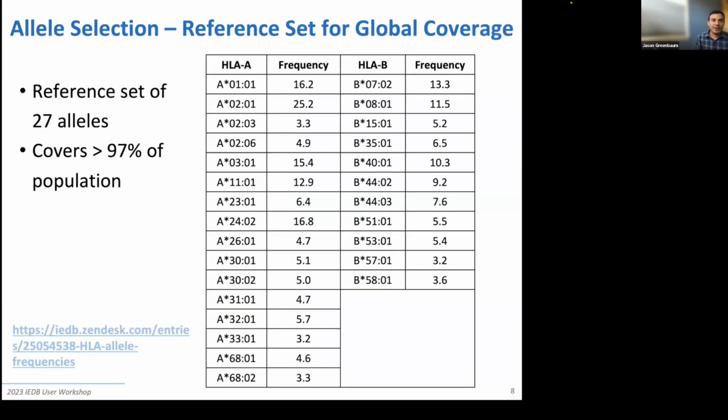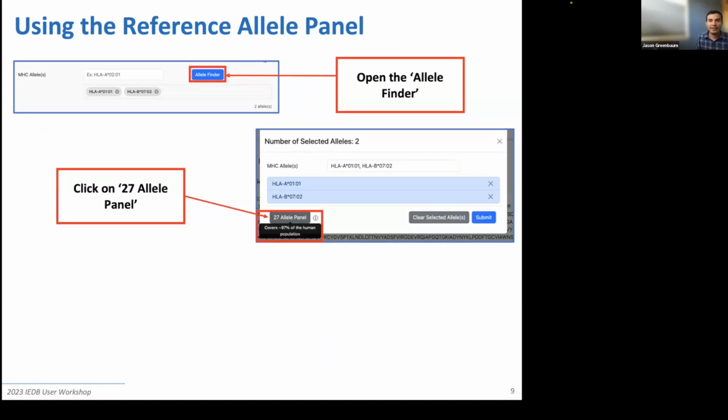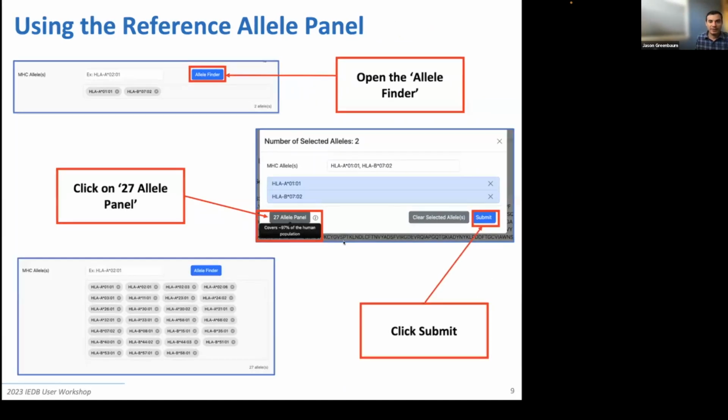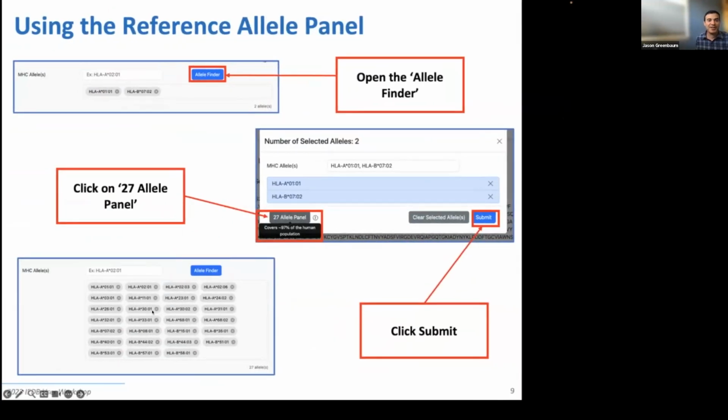But back to the reference set that I alluded to earlier, we have this reference set of 27 alleles, which covers about 97% of the population. You don't need to memorize this set. You can go to this link here and learn a little bit more about it. You can also, as I showed you, go to the allele finder and click on that 27 allele panel, hit submit, and have your prediction page populated with those 27 alleles.